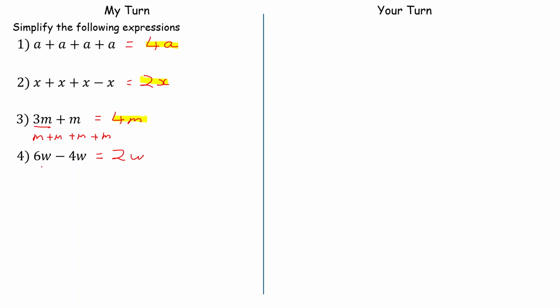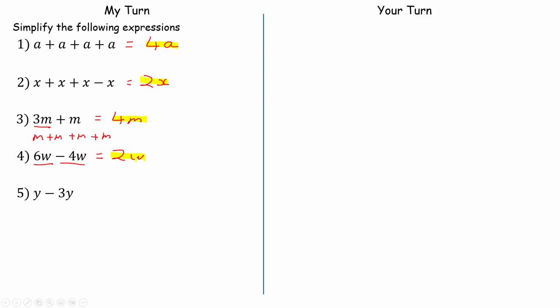To show you the reason why, 6w means you've got w plus w, 6 times: 1, 2, 3, 4, 5, and then 6. If you're removing 4 of them, you're taking away 1, 2, 3, 4. You can clearly see you've got 2 w's left, 1, 2. But again, if you've got the same variable, which we do, you can just look at the number part. 6 take away 4 is 2w, and that is it.